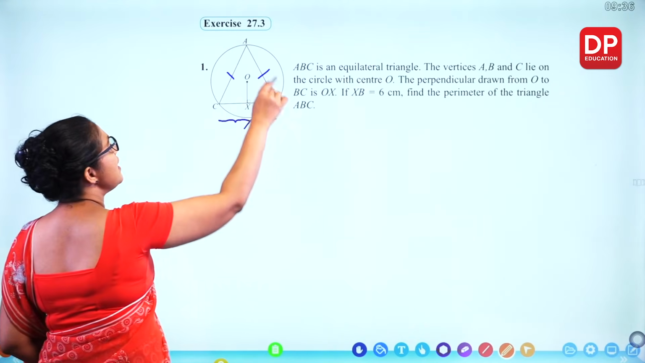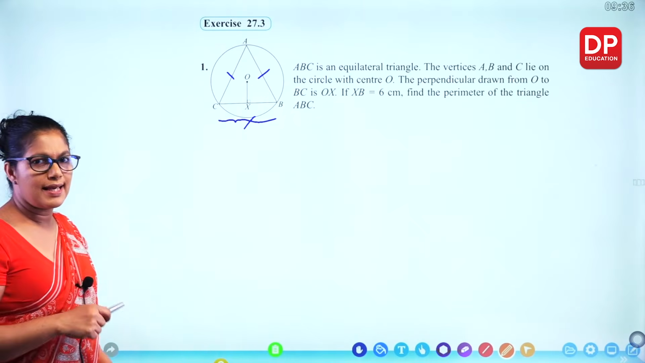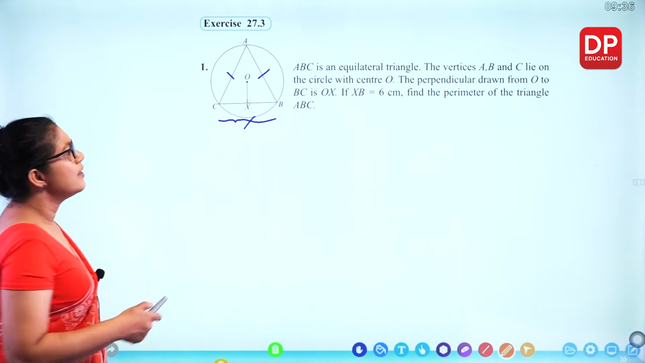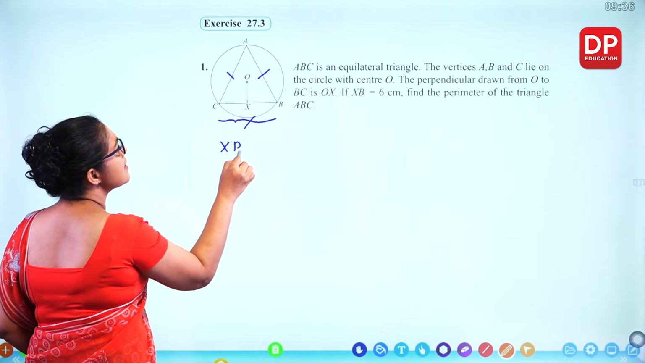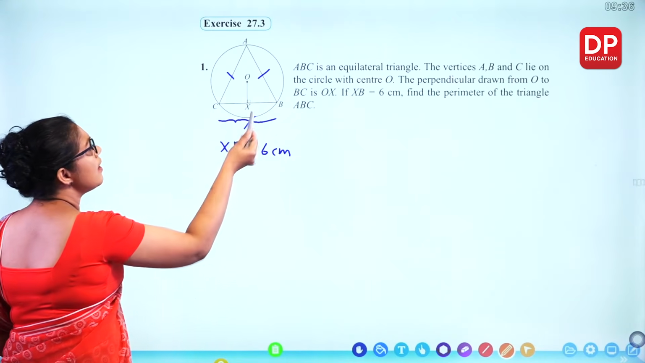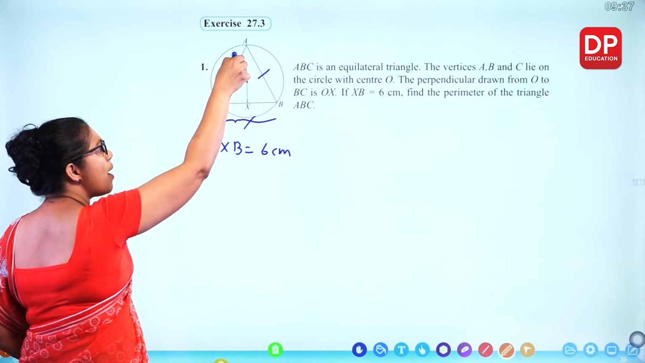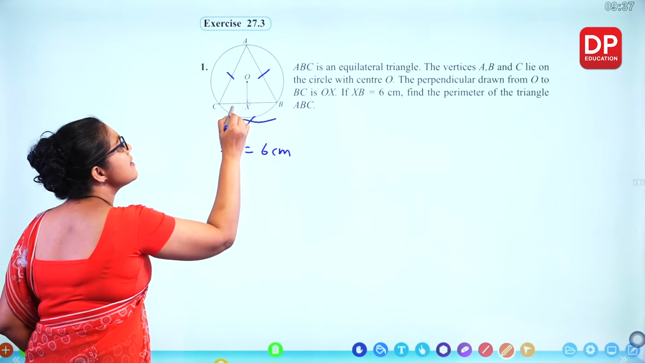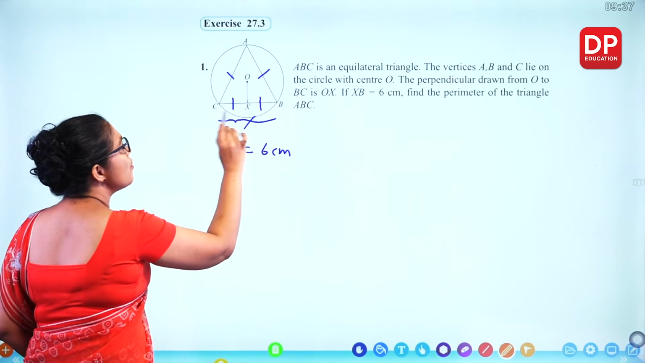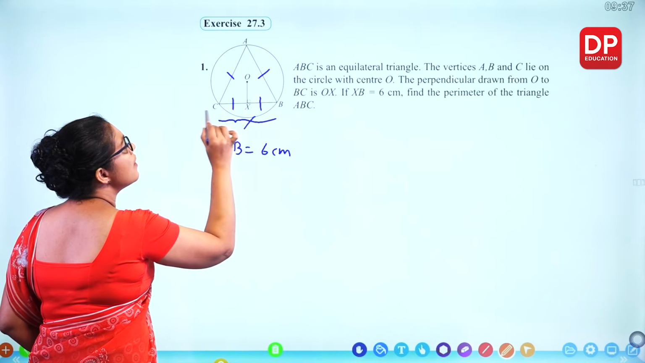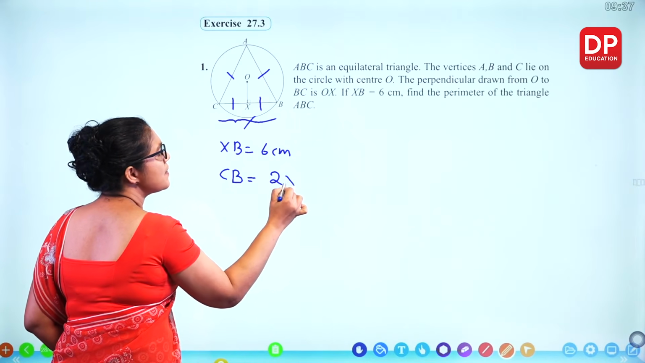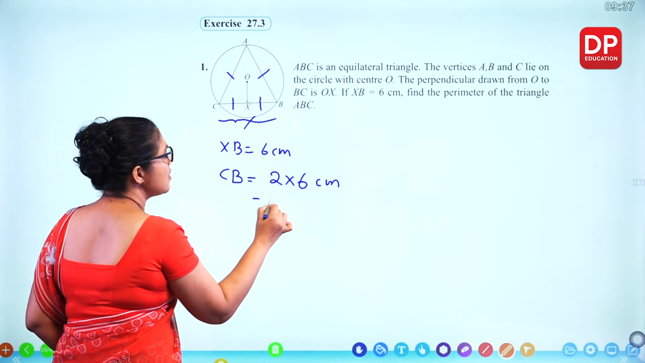So to find out the perimeter, you need to find out one length and then multiply by 3 because this is an equilateral triangle. So here if XB is 6 centimeters, according to the Converse theorem, when you draw a perpendicular from the center, it bisects the chord. So you can find out the whole length of CB is double of that, 2 times 6. So what's the answer? 12 centimeters.